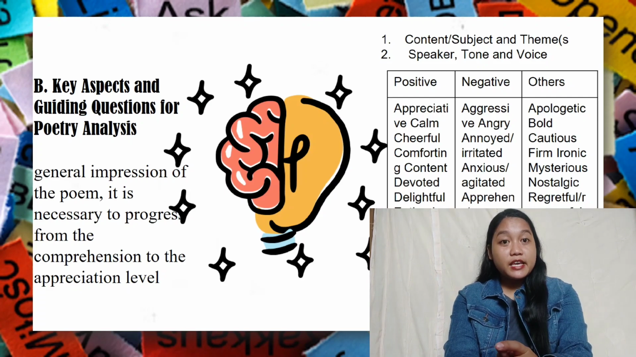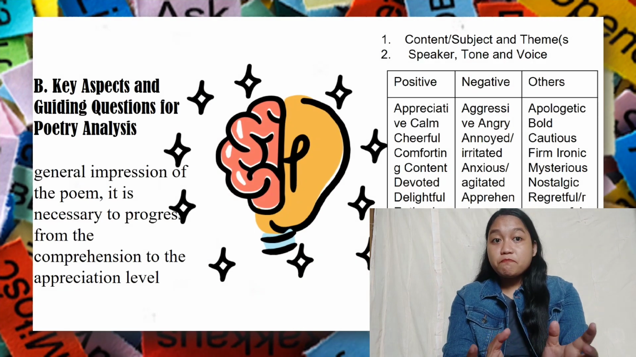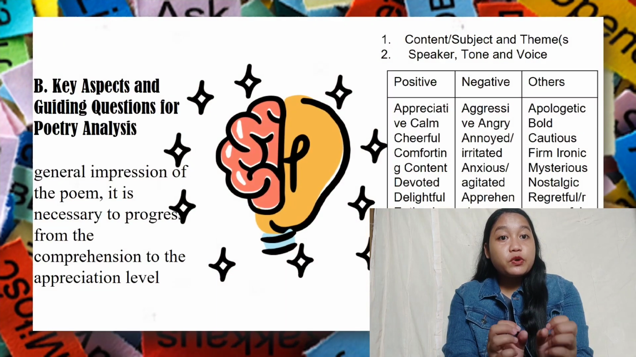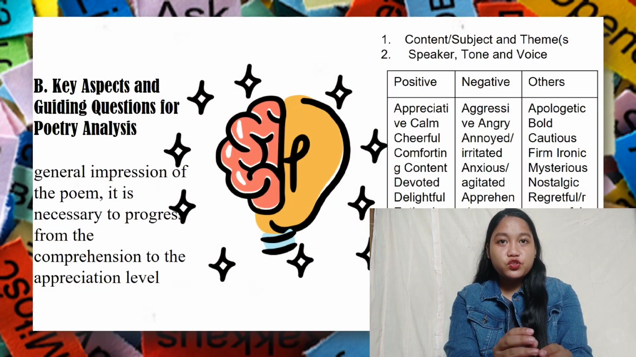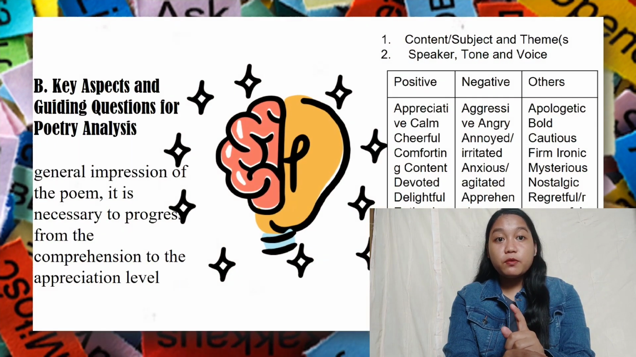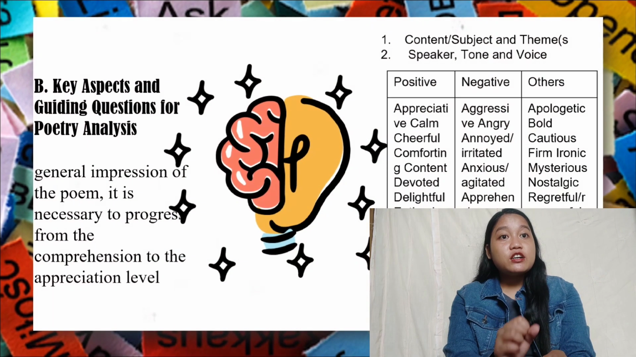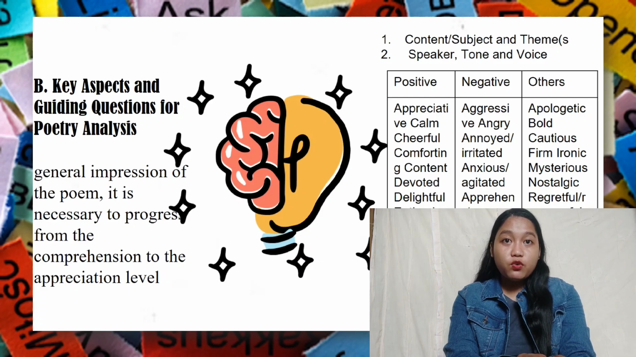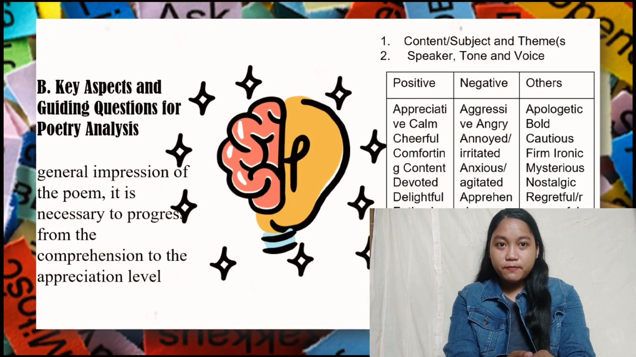B. Key aspects and guiding questions of poetry analysis. Well, in forming a general impression of the poem, it is necessary to progress from the comprehension to the appreciation level. For more in-depth analysis of a poem, you should examine the following 7 aspects in greater detail. Some guiding questions are provided below to guide you to notice and identify the features under each aspect.